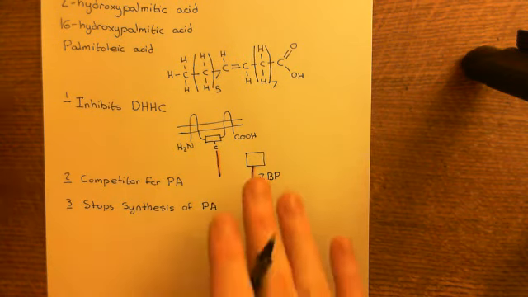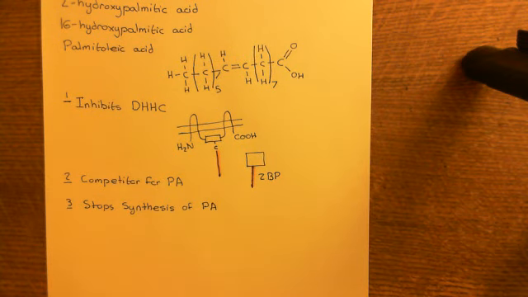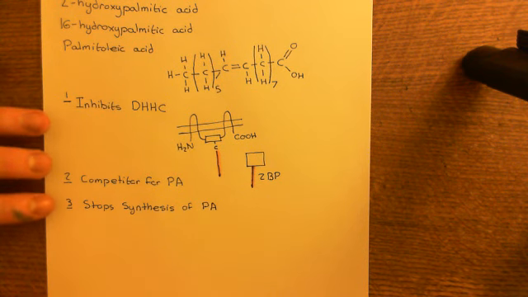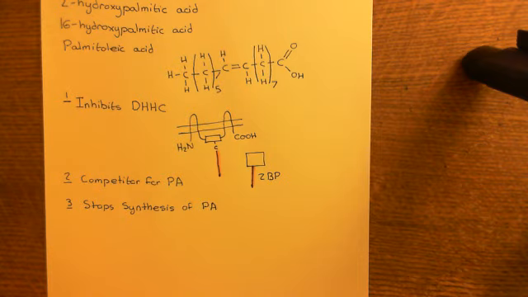So all of these are potential mechanisms by which 2-bromopalmitic acid works to prevent the palmitoylation of proteins, and as of yet, we do not know which of these is the mechanism by which 2-bromopalmitic acid stops palmitoylation.